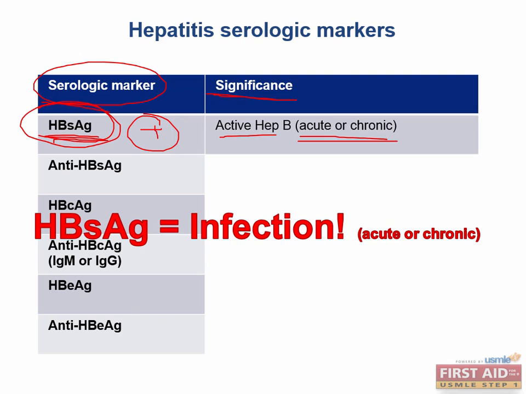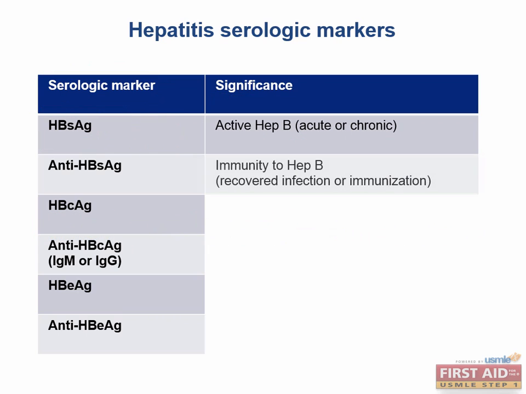It is important to know that you cannot determine whether the patient has an acute or chronic infection by this antigen alone. We will rely on the presence of other antibodies to tell us that. But what is important is that the hepatitis B surface antigen tells us that there is active hepatitis B that is either chronic or acute. Now, if you were to measure the antibodies against the hepatitis B surface antigen, then you can say that the patient has developed immunity to the hepatitis B virus.